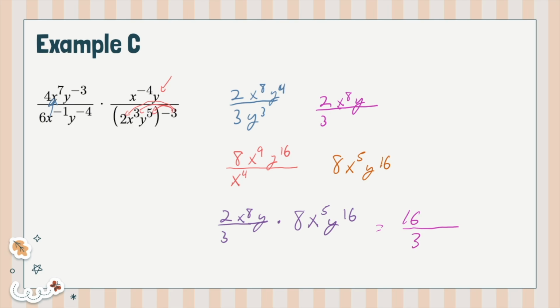X to the 8th and x to the 5th are going to add together, so 8 plus 5 is going to give me 13, so we've got x to the 13th on top. Y to the 1st and y to the 16th are going to add to y to the 17th on the top as well. So this is our final answer here, 16/3, because 16/3 can't be reduced. There's nothing that goes into 16 and 3 evenly. X to the 13th, y to the 17th on the top. That brings us to the end of this problem.